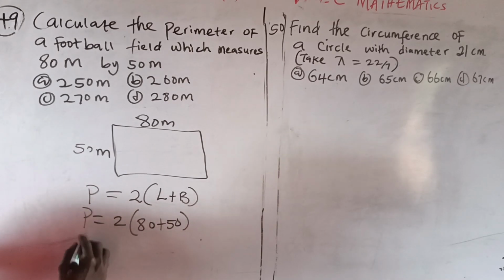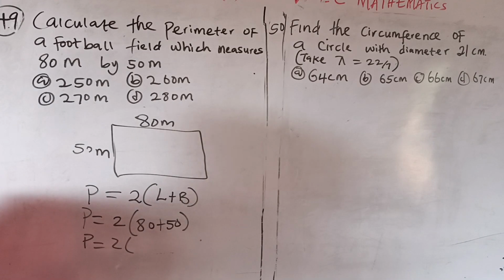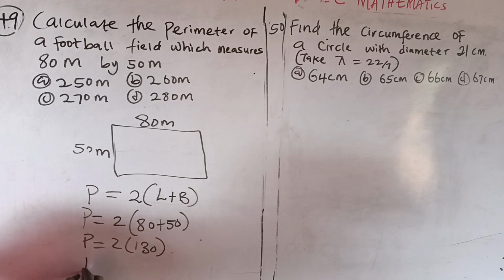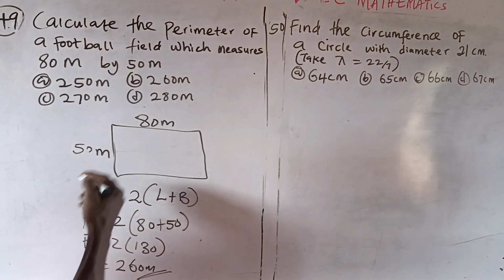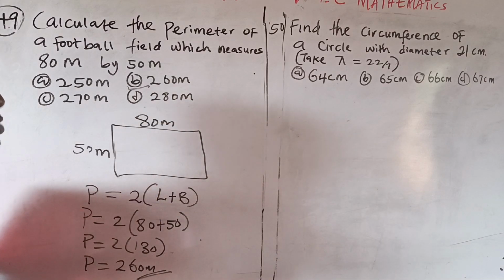So we have P equals 2 open bracket, 80 plus 50 will give us what? It will give us 130, right? So P equals 2 times 130 will give us 260 meter. This is the final answer. Let's check the option. So option B is the correct answer.